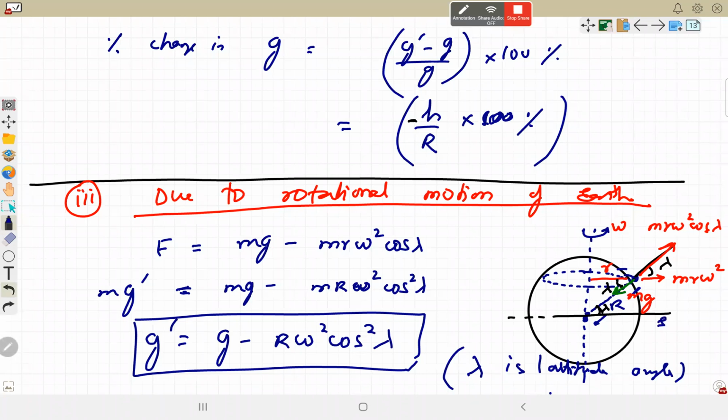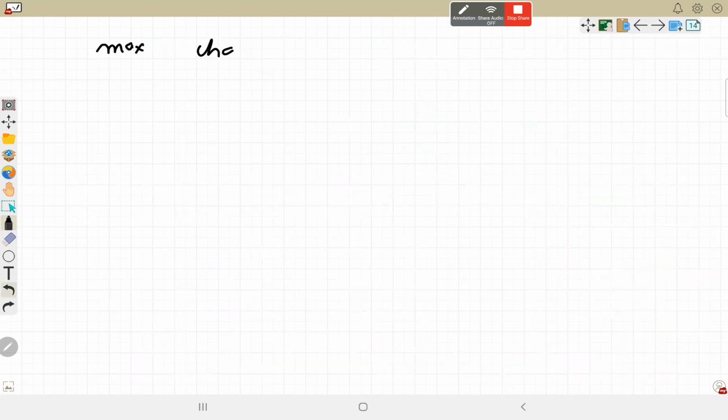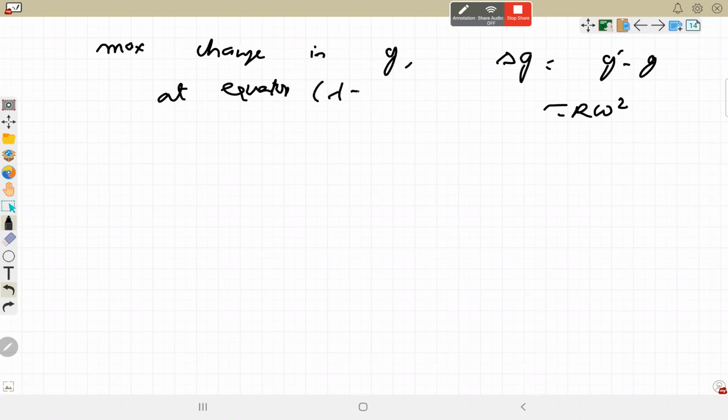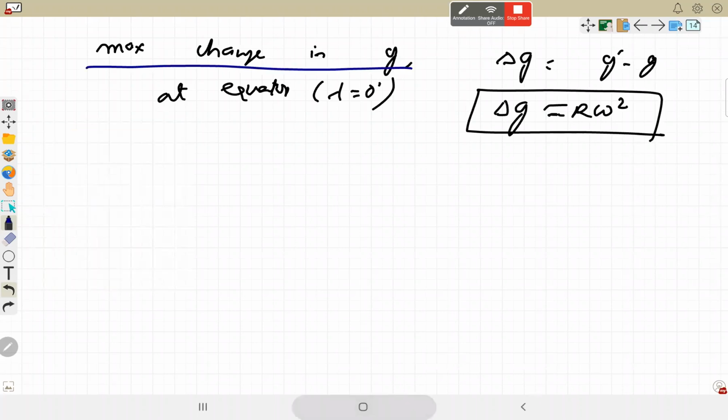So for the equator, this lambda is 0. For the pole, lambda is 90 degrees. At the equator cos lambda is 1. The maximum change will be at the equator and no change at the pole because of the rotation of Earth. If Earth rotates faster, or Earth increases its speed of rotation, the maximum change in g, delta g, will be at the equator, because at the equator lambda is 0 and cos 0 is 1. So delta g will become R into omega square. At the poles, lambda will be 90 degrees, cos 90 is 0, and delta g will not be affected. g dash will be equal to g. It will make no difference at the poles.